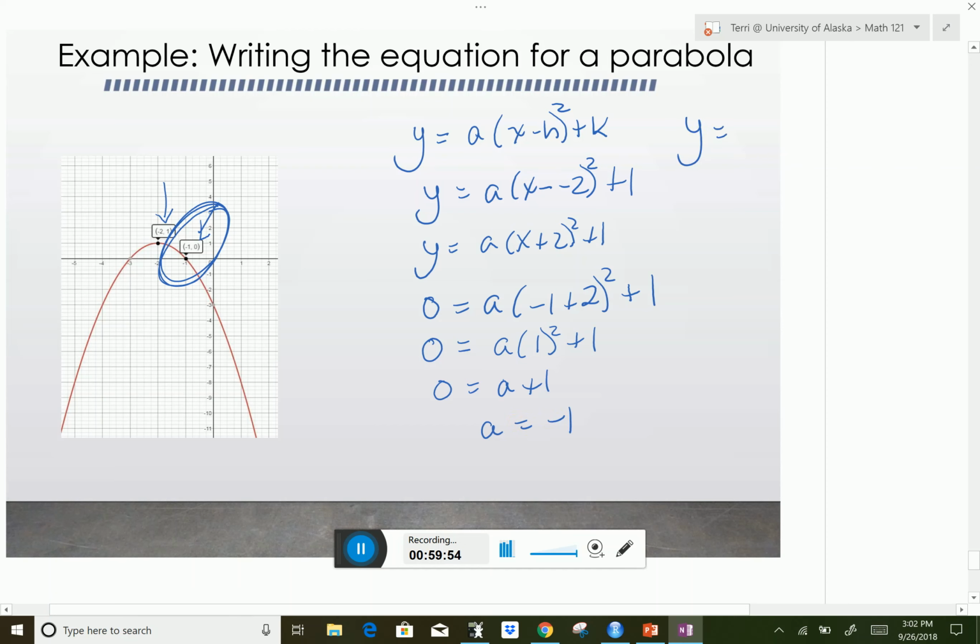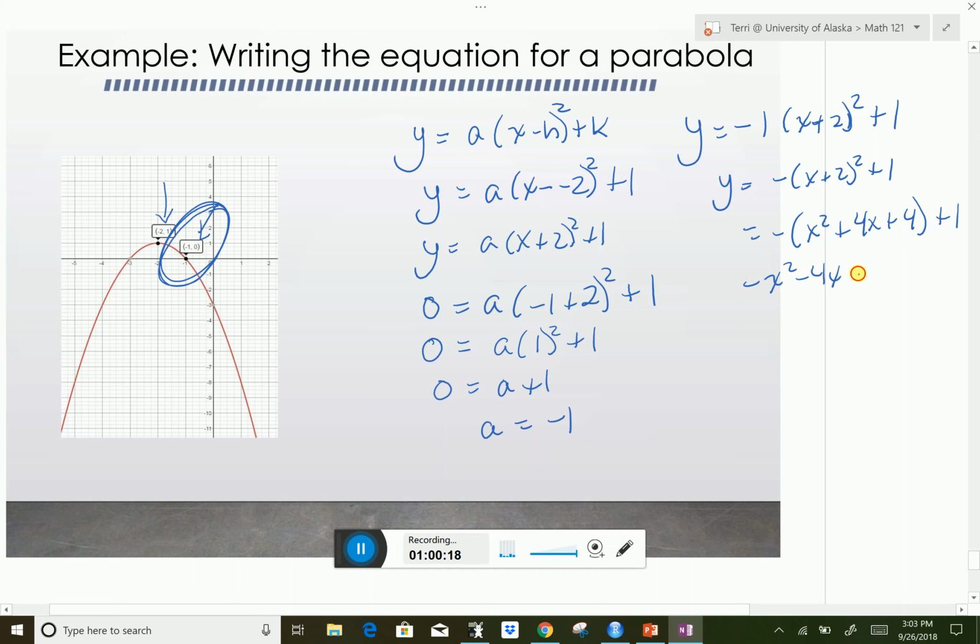So y equals -1 times (x minus h), x plus 2 squared plus 1, or y equals negative (x plus 2) squared plus 1. You could write this out: negative (x squared plus 4x plus 4), then plus 1, negative x squared minus 4x minus 4. So I'd get negative x squared minus 4x minus 3, which makes sense. And there you go. There's your answer.